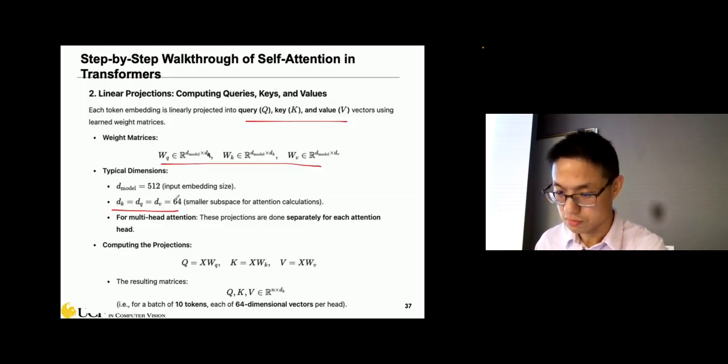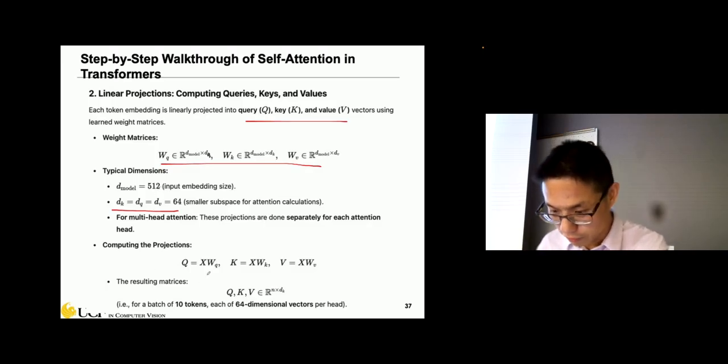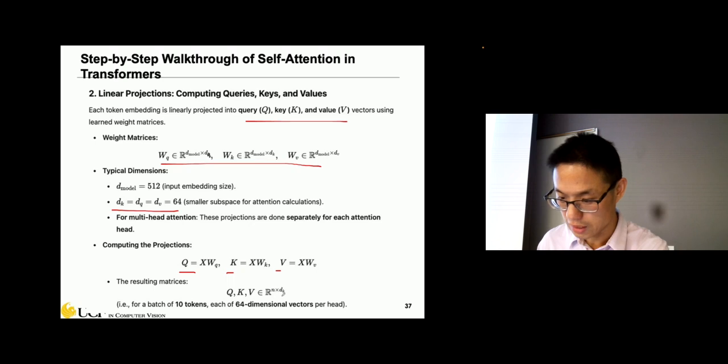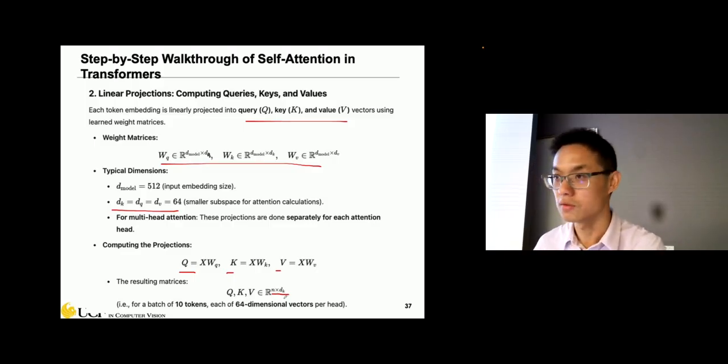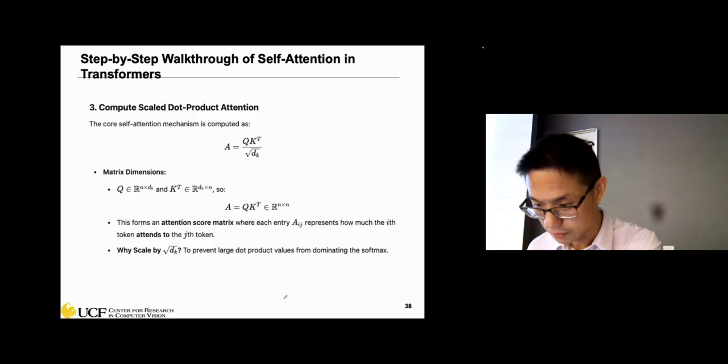And it will be a smaller subspace compared to the original 512 input dimension. So if we do this matrix multiplication, projecting the original input into these 3 different subspaces, it results in these 3 different matrices, Q, K, and V. Now each of them has the dimension of n times d_k. It doesn't matter which, because d_k, d_q, d_v are all the same. So n times d_k now. Any questions? Everything is clear? Okay, that's good.